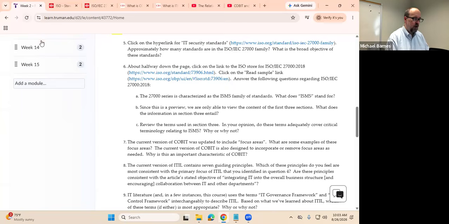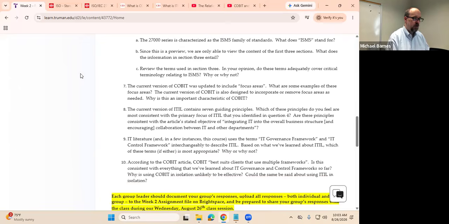All right. Moving on to question number 7. The current version of COBIT was updated to include focus areas. What are some examples of these focus areas? Going back to Sadie, what did your group identify for some examples in this area? Small and medium enterprises, cybersecurity, digital transformation. Okay, so small and medium enterprises, cybersecurity, digital transformation, and cloud computing, those are the ones you identified? That's good. That's consistent with my answer. So we're doing good there.